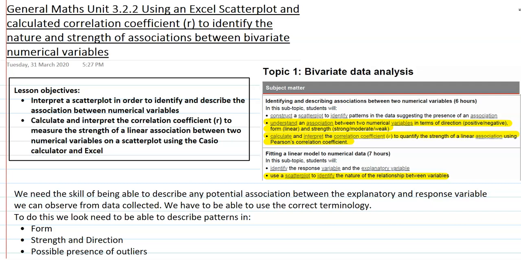So we need the skill of being able to describe any potential association between our explanatory and response variables when we're looking at the data. We have to be able to use the correct terminology to describe the patterns we're seeing. And we're looking at three main things. So we're looking at the form, the strength and direction, and the possible presence of outliers.